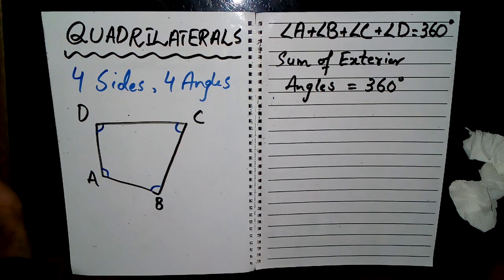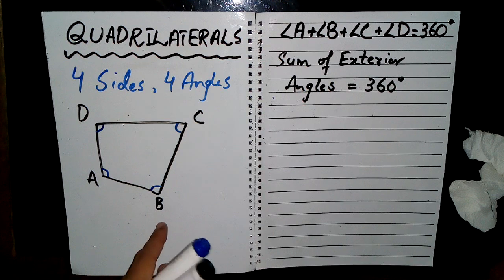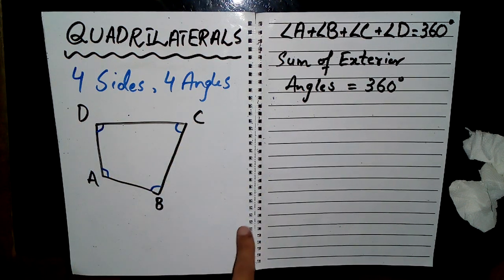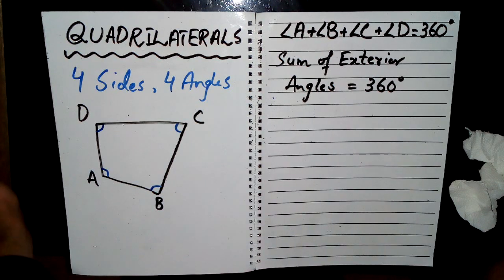What is basically a quadrilateral? A quadrilateral has four corners, that is A, B, C, D. It has four sides and four angles. The sum of angles will always be equal to 360 degrees. Angle A plus angle B plus angle C plus angle D, and the sum of exterior angles is also 360 degrees. Now I will discuss some special kinds of quadrilaterals.